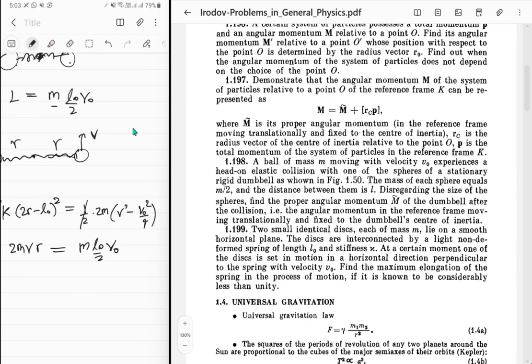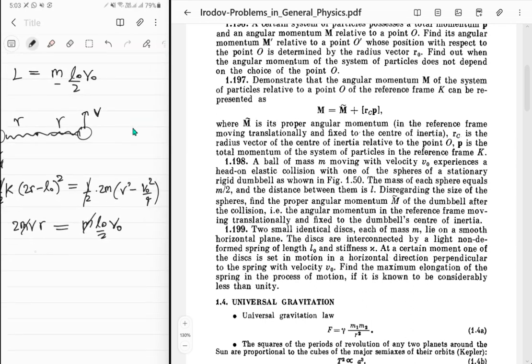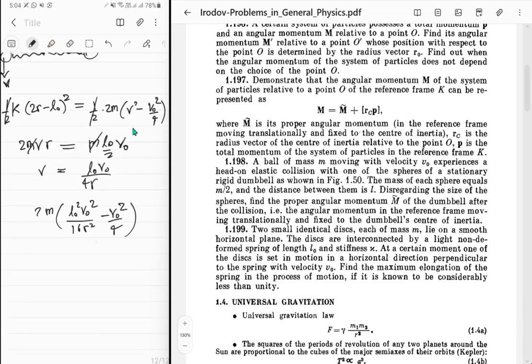So you've got v as a function of r, right? Just put that in there. First of all, m cancels. We want that. So v is going to be L naught v naught upon 4r. Put that in there. It's going to be 2m L naught squared v naught squared upon 16 r squared, minus v naught squared upon 4. So that will be m v naught squared upon 8, and then you've got L naught squared upon r squared, and then minus 1 upon 2, I think, right?